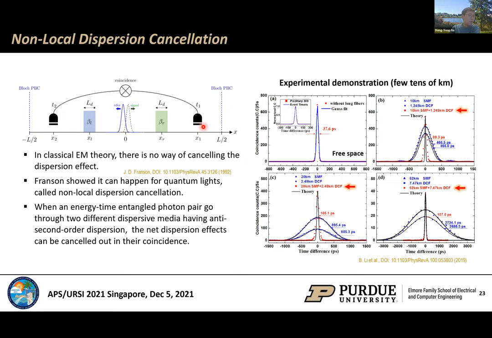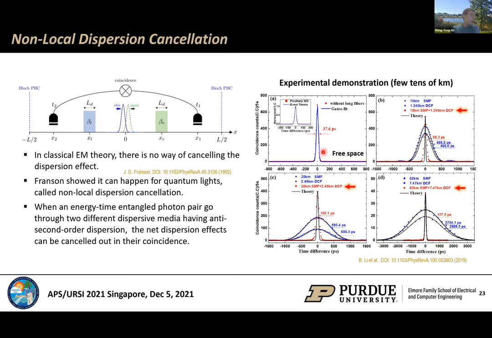This was first proposed by Franson in 1992. It's been of great interest for quantum communication, particularly long-distance quantum communication, to compensate the loss of entanglement during the propagation inside dispersive optical fibers. There are a lot of studies on this topic, but among them, the recent experimental demonstration by a Chinese group achieved a very nice result. Entangled photons were generated, and the length of the optical fibers was around a few tens of kilometers. They also tried to measure the coincidence.